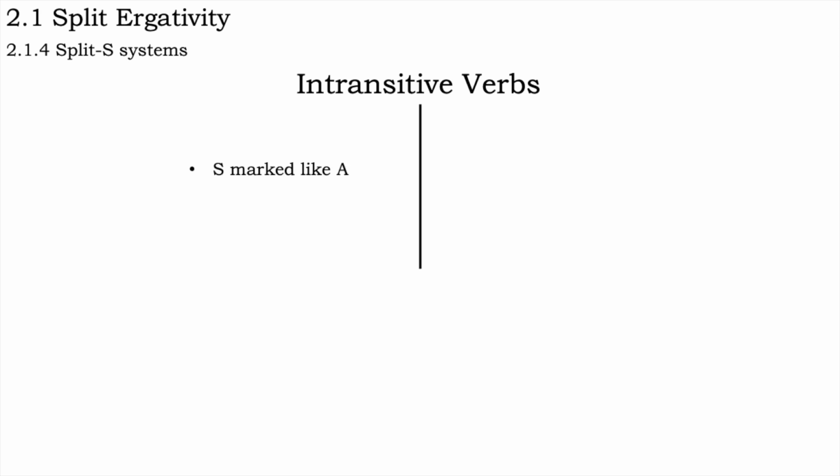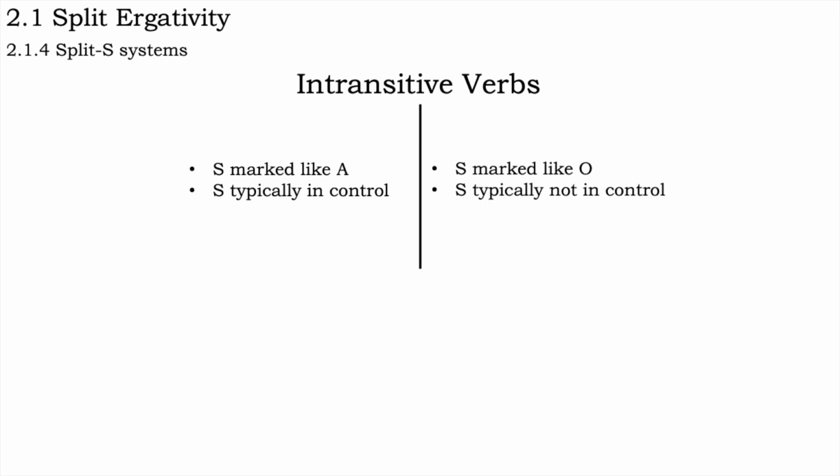Split S systems. Split S systems divide intransitive verbs into two groups. Some intransitive verbs mark S the same as A, and others mark S the same as O. As outlined earlier, the former marking is generally used for verbs where S is typically in control of the action, whereas the latter marking is used for verbs in which S is typically not in control of the action, or which represent a state. Of course, there are differences between languages in exactly which verbs go into which group.